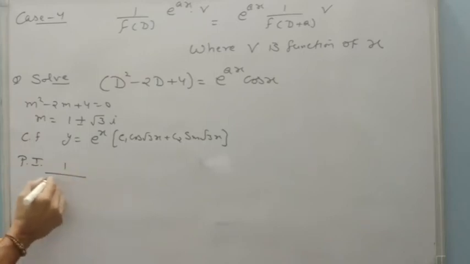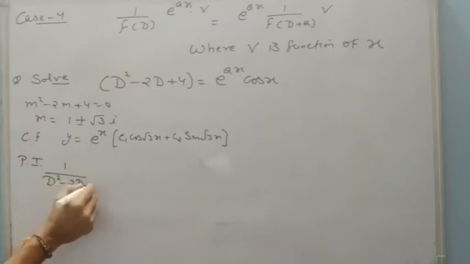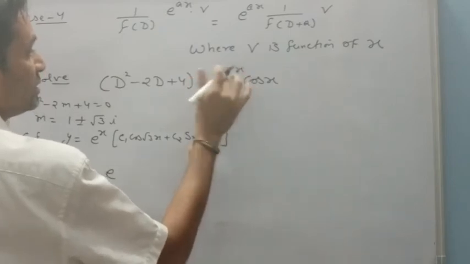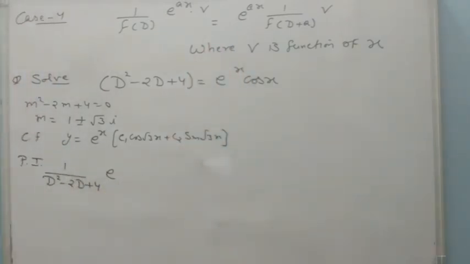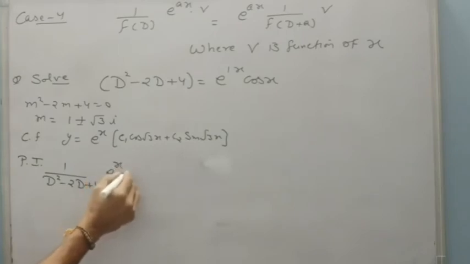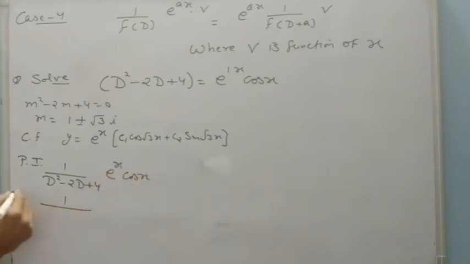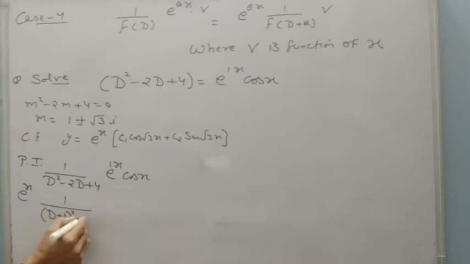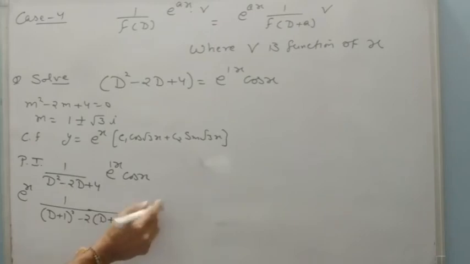It is 1 upon D square minus 2D plus 4 e to the power ax times x. Here, instead of ax, let us take only x. Then it will be e to the power x cross x. Here the coefficient is 1. So I use it here. I can say it will become e to the power x. I just stated it on the left side. And now give the coefficient 1 to the D's. That is D plus 1 whole square minus 2 times D plus 1 plus 4, with e to the power x already there, then it becomes cross x only.